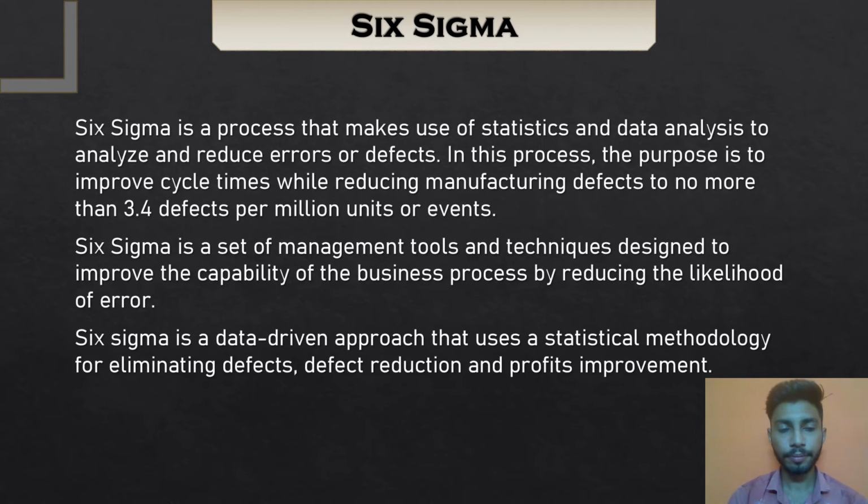The next model is Six Sigma. Six Sigma is a process that makes use of statistics and data analysis to analyze and reduce errors or defects. In this process, the purpose is to improve cycle times while reducing manufacturing defects to no more than 3.4 defects per million units.